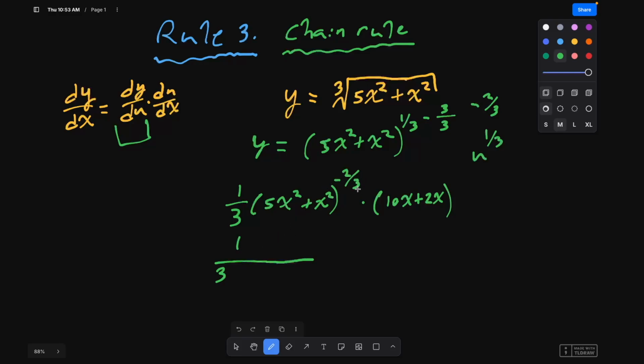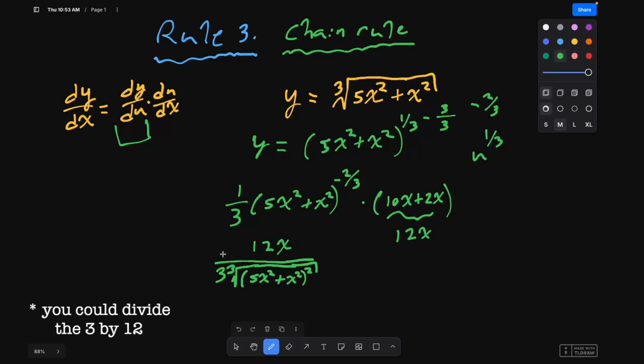And this is a cube root, but we have this 2 here. So it's going to be the cube root of 5x squared plus x squared, squared. We can add this bit here, 10x plus 2x, that's 12x. And since it's being multiplied, we can bring it on top of the numerator and get 12x. So that is our final answer.